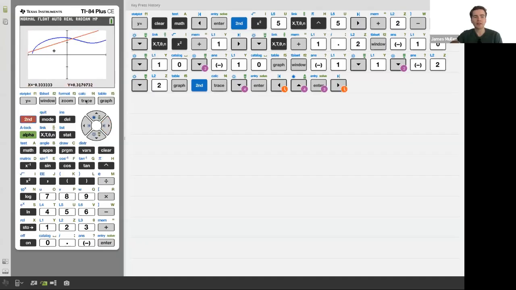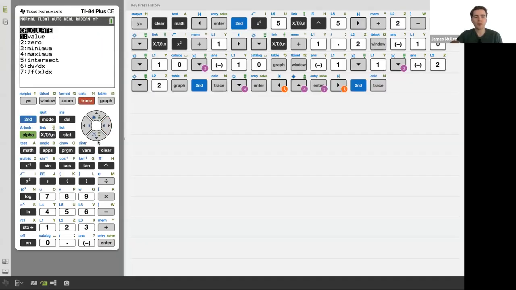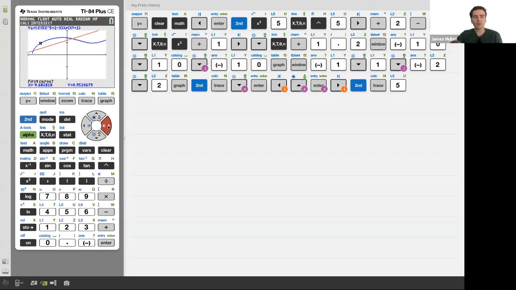I'm going to do the second thing to find the second intersection. One more time, intersect. And the blue curve, red curve, and guess. And now I find 0.139 if I round that, and 0.134. So let's go back and enter that in as our answers.